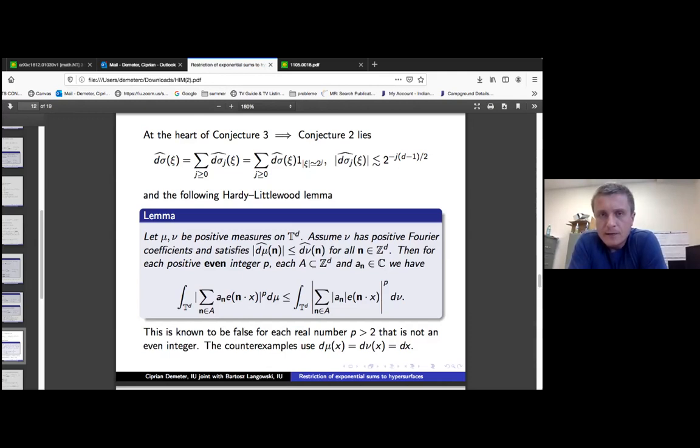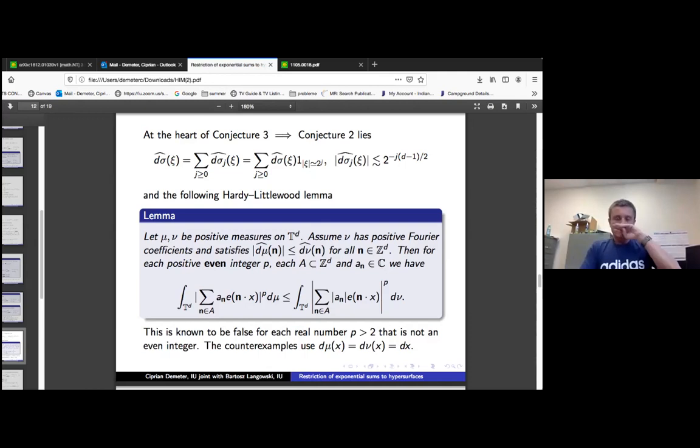So there has been a conjecture, I think it was called the Hardy-Littlewood conjecture, that was open until Ben Green and Ruzsa disproved it for p equals 3, and then about the same time, I think it was Schlag and Mockenhaupt that disproved it, in fact, for any real number strictly greater than 2 that's not an even integer. And the counterexamples, in fact, work even for the Lebesgue measure.